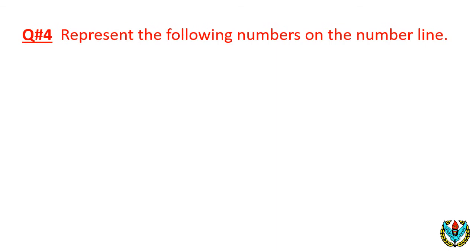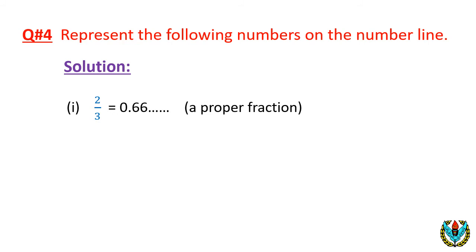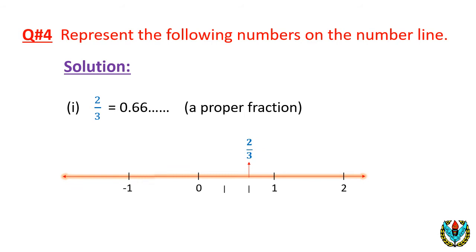Question number 4. Represent the following numbers on the number line. Its solution is part 1, 2 by 3. Dear students, because the numerator of this number is less than the denominator, it is a proper fraction, and a proper fraction is always less than 1. To show this number on the number line, we can see that its denominator is 3. So we will divide the area between 0 and 1 into 3 equal parts, and because its numerator is 2, we can count 2 lines from 0, and the arrow shows the place of this number 2 by 3.